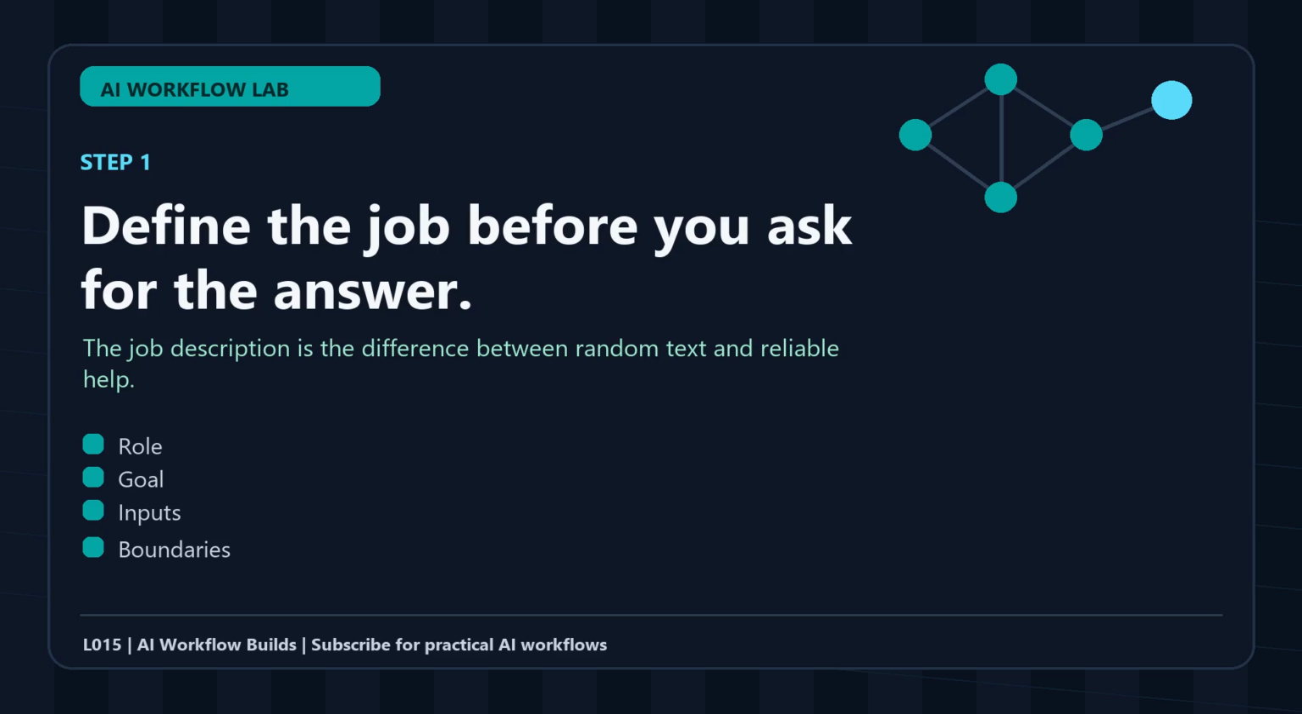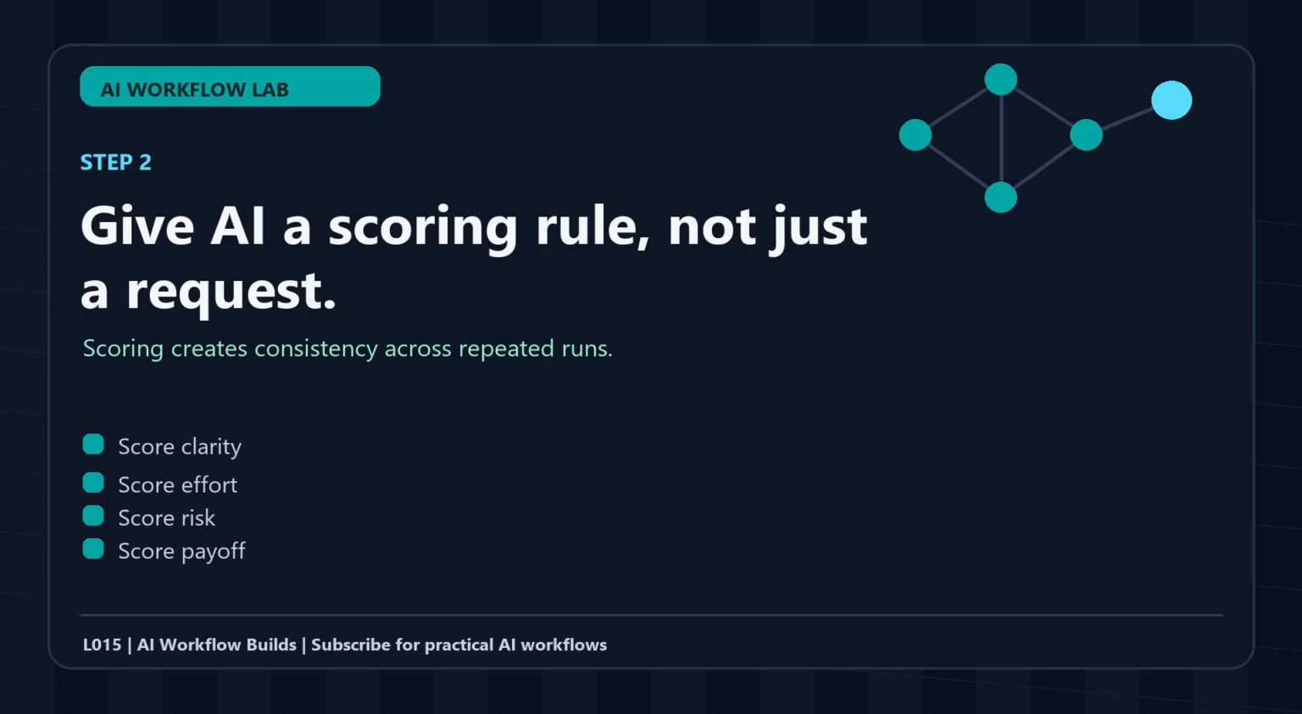Step 2 is the scoring rule. A request asks for output. A scoring rule tells AI how to choose between possible outputs. That is where the workflow becomes repeatable. For AI spreadsheet automation for non-coders, I want the assistant to score each option across clarity, effort, risk, and payoff.